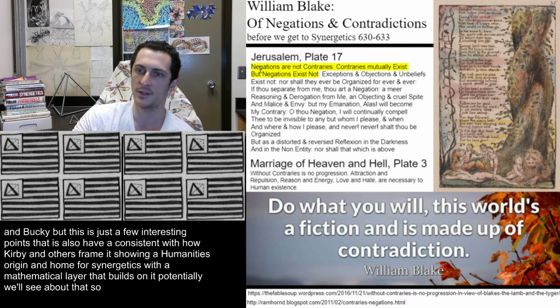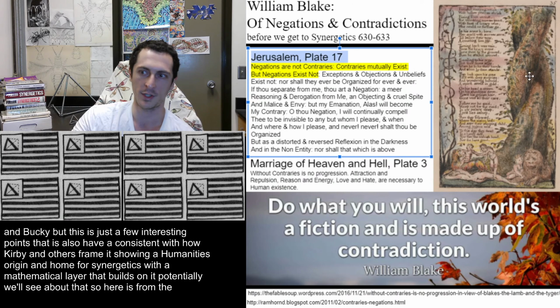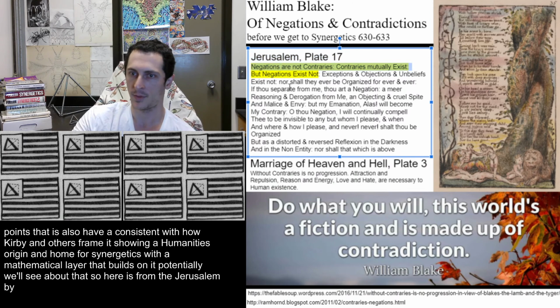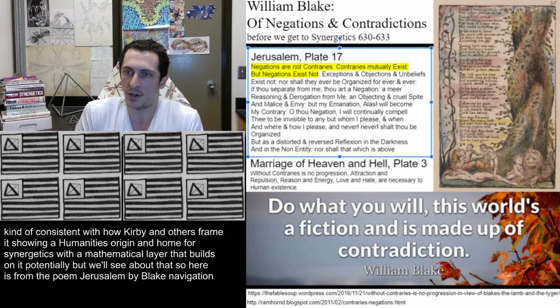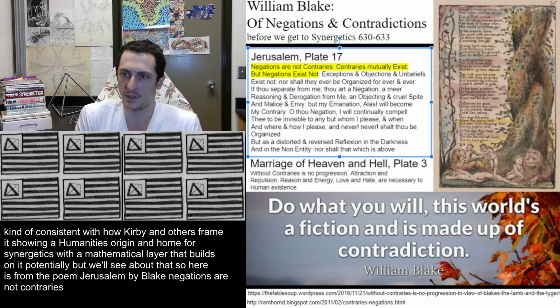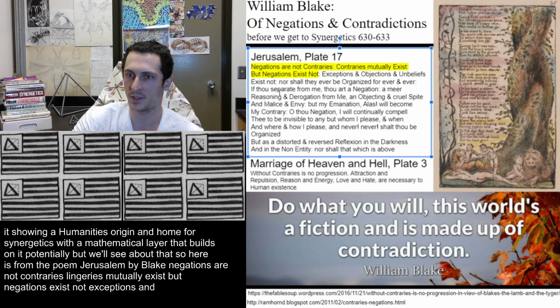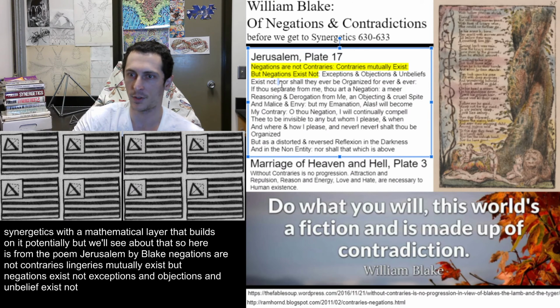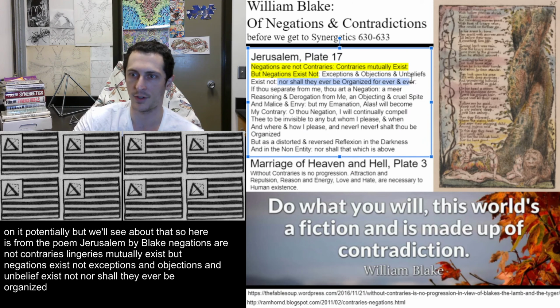So here is from the poem Jerusalem by Blake. Negations are not contraries. Contraries mutually exist, but negations exist not. Exceptions and objections and unbeliefs exist not, nor shall they ever be organized forever and ever.